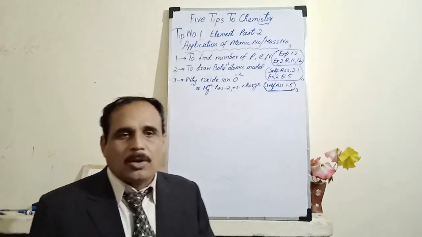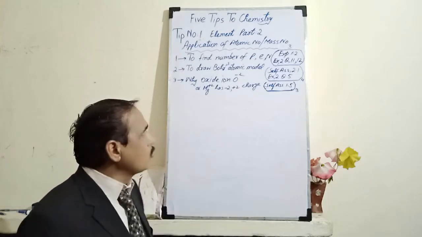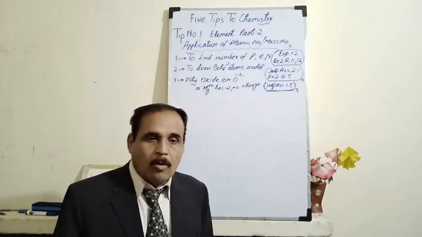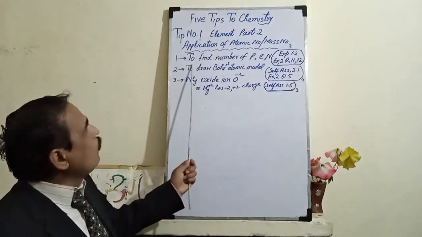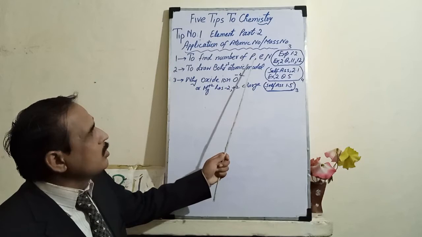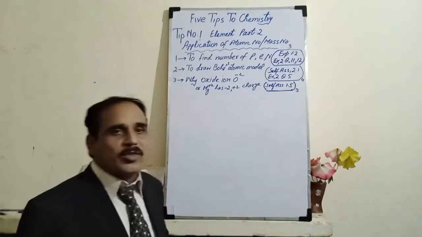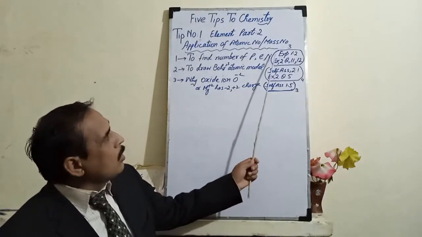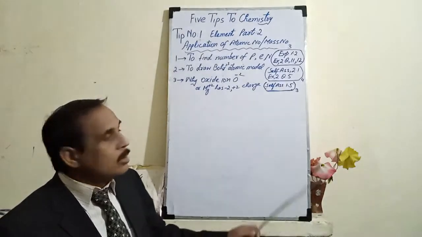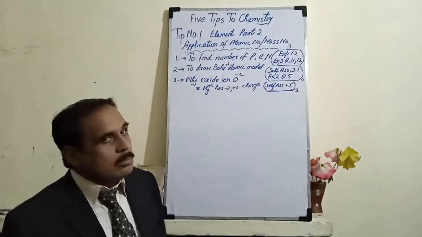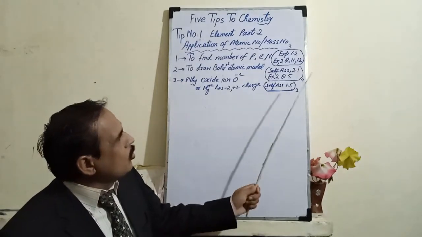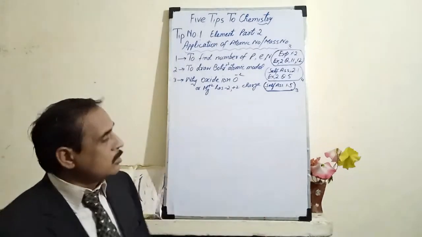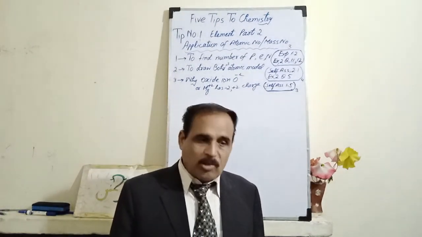Now, we shall learn how it is possible. With the help of atomic number and mass number, we can find the number of protons, electrons and neutrons in an atom. In your book class 9th, example number 1.2, exercise 2, question number 11 and 12 are about this one. We shall learn how it is possible.